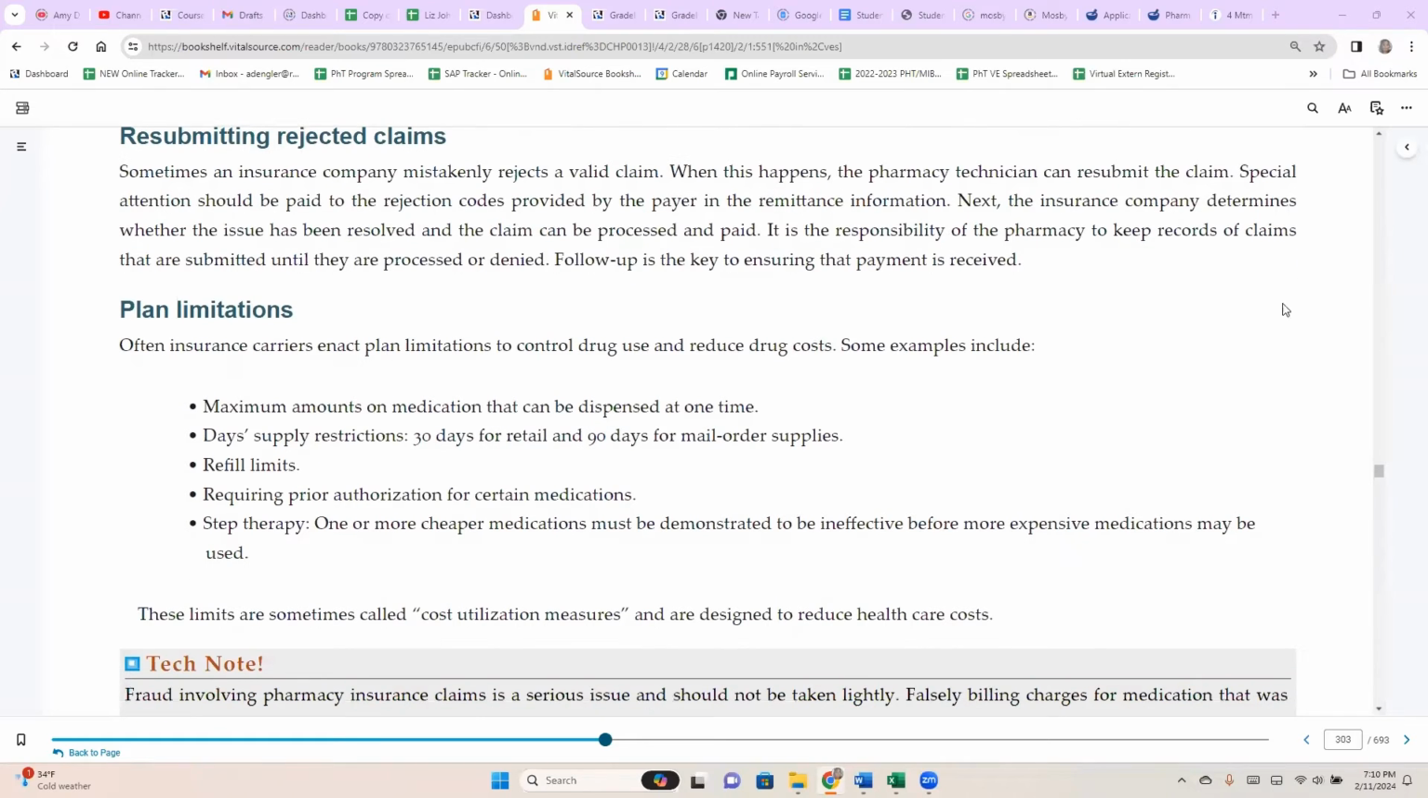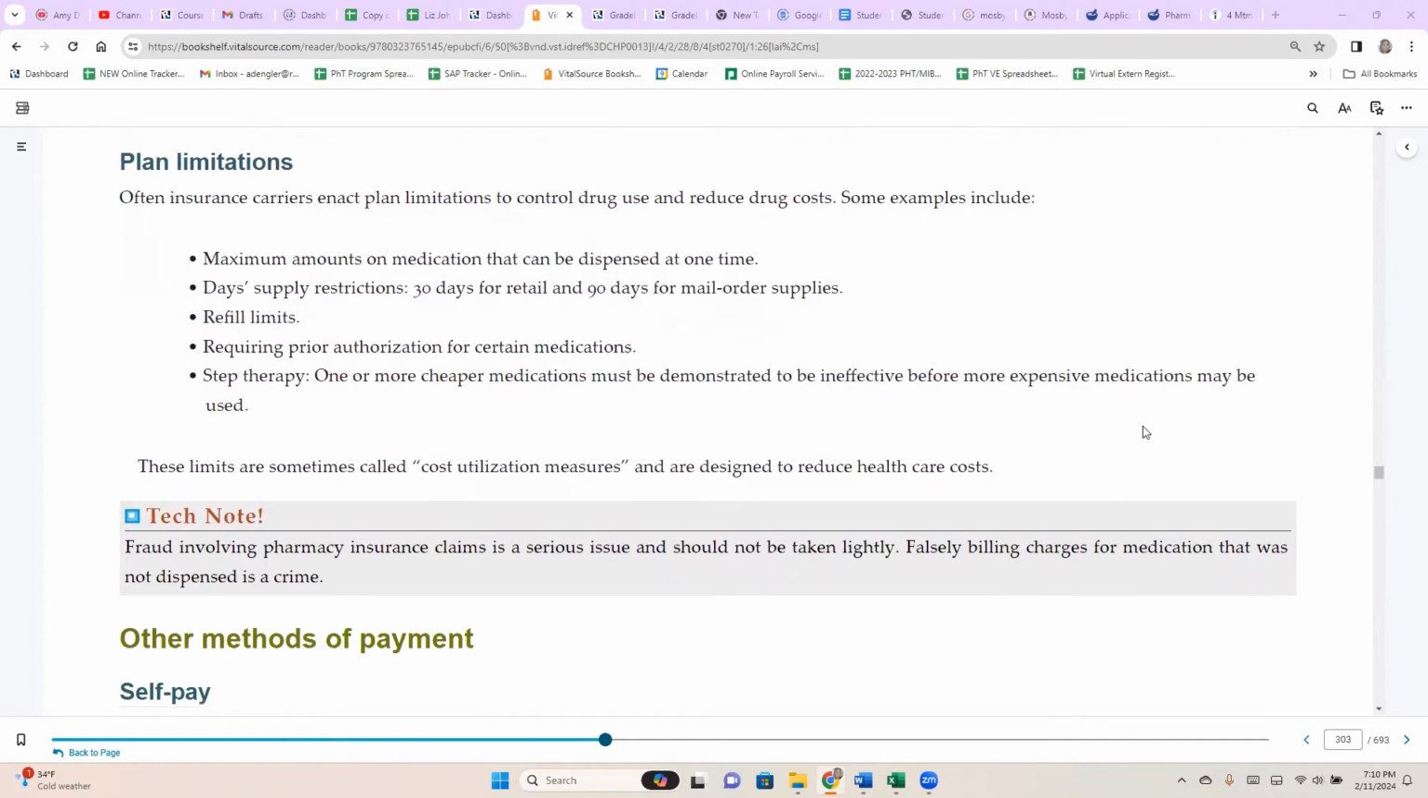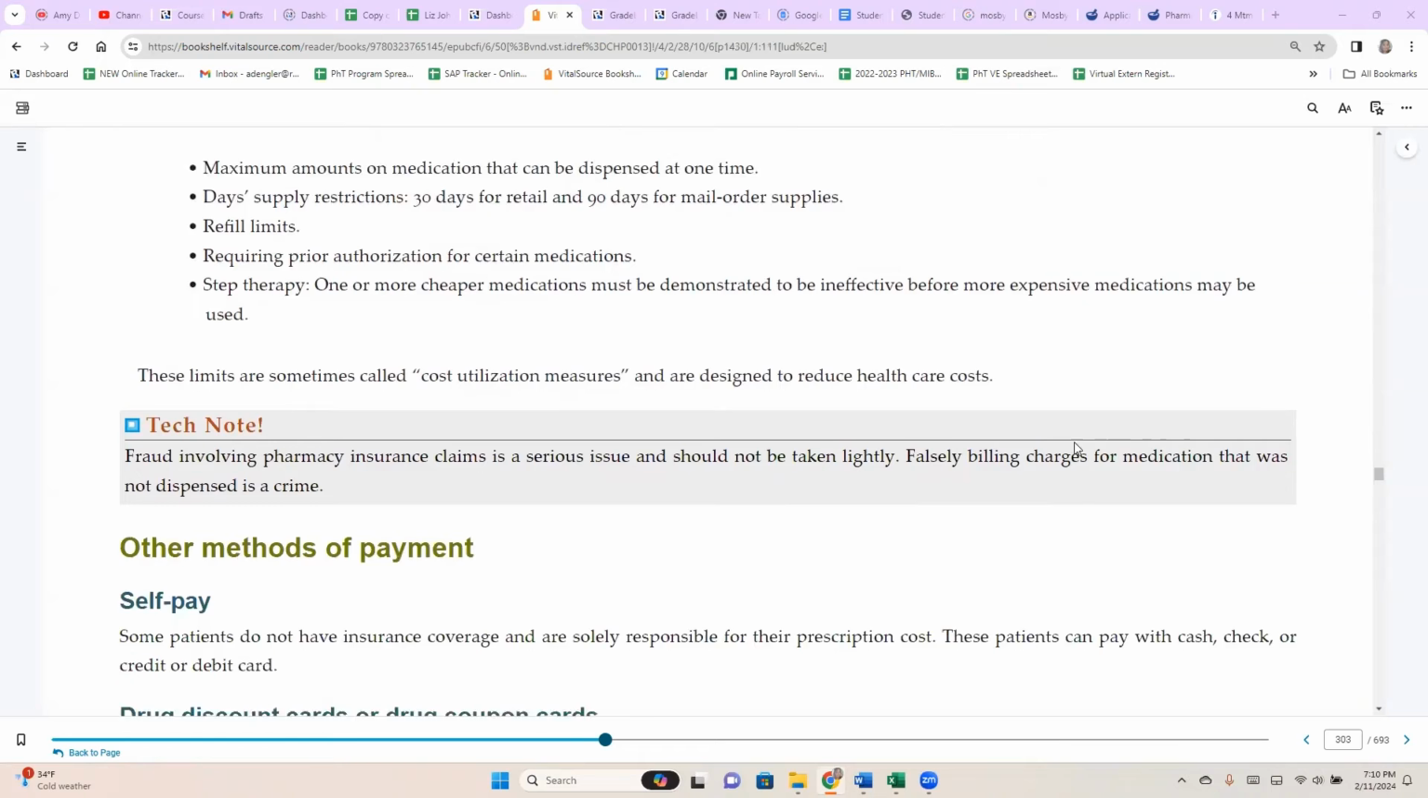Often, insurance carriers enact plan limitations to control drug use and to reduce drug costs. Some examples can be maximum amount of medication that can be dispensed at one time, day supply restrictions, refill limits, requiring prior authorizations for certain medications, and step therapy. One or more cheaper medications must be demonstrated to be ineffective before more expensive medications may be used.